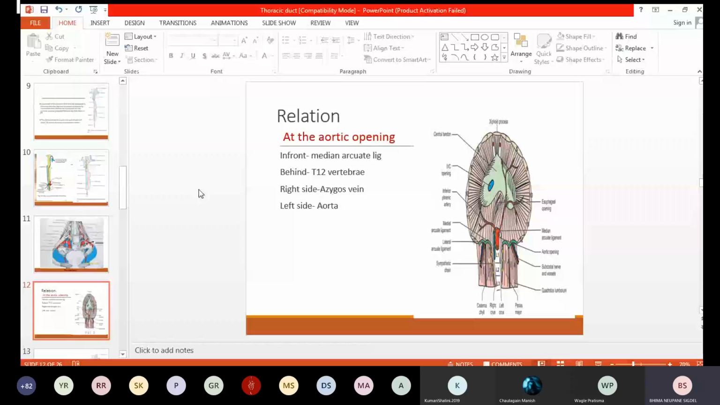Now the relations are also easy, if you remember where it was passing, then you can easily remember. Okay, can you identify this structure? What is this? This is the diaphragm. Okay, the thoraco-abdominal diaphragm. In the central part, you can see the central tendon of the diaphragm, which is whitish in color and formed by the aponeurotic part only. So now our part is this one. Now you have to remember the relations at the aortic opening. Different parts have different relations of the thoracic duct.